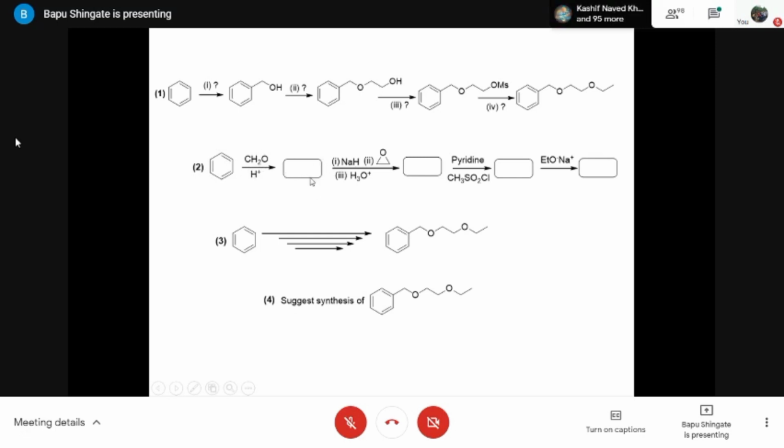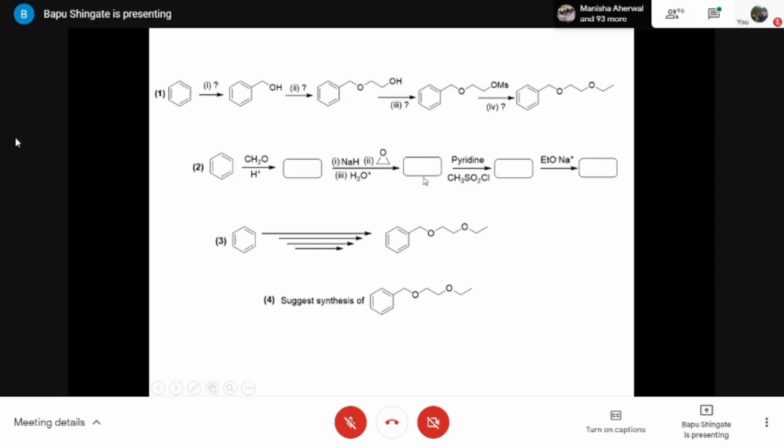Again, that intermediate reacts with sodium hydride and oxygen and H3O positive. If you know the reactivity of whatever product we got over here, accordingly we can treat this one with the epoxide and we will have another product. Then see the product of the second step over here. After getting this intermediate, there is a reaction with pyridine and methane sulfonic chloride, again with some reaction condition.